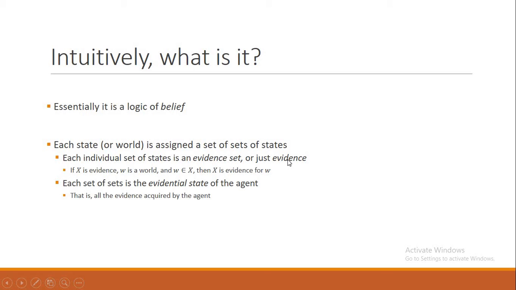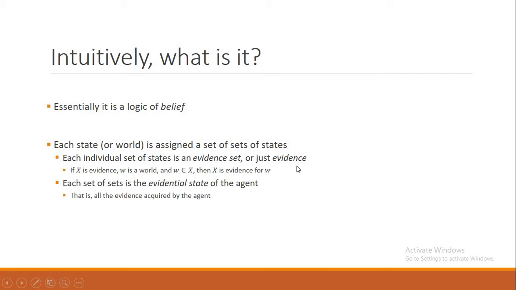It will have a set assigned to it, and in that set will be smaller sets, and each of these smaller sets will consist of worlds. It will be a set of worlds, and each such small set is going to be called evidence or an evidence set. And if X is evidence, W is a world, and W is an X, then X is evidence for W.